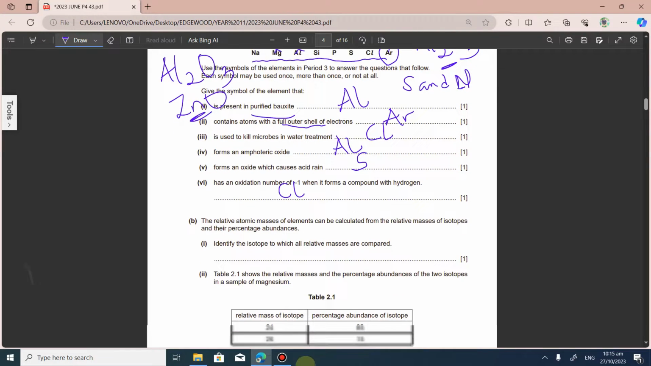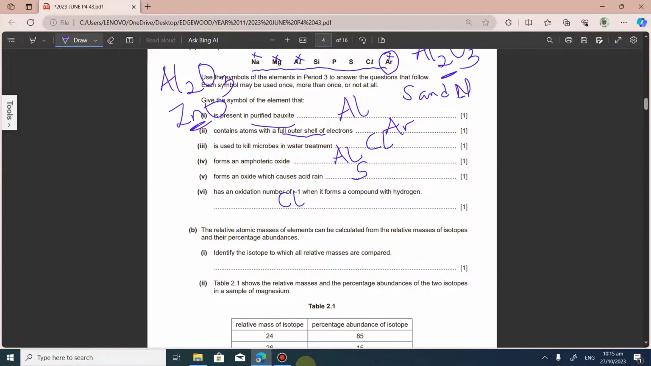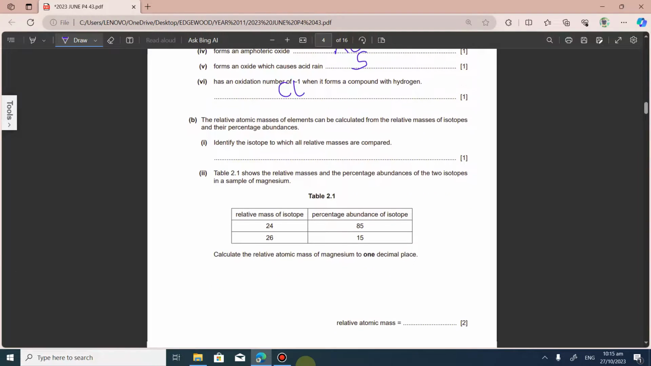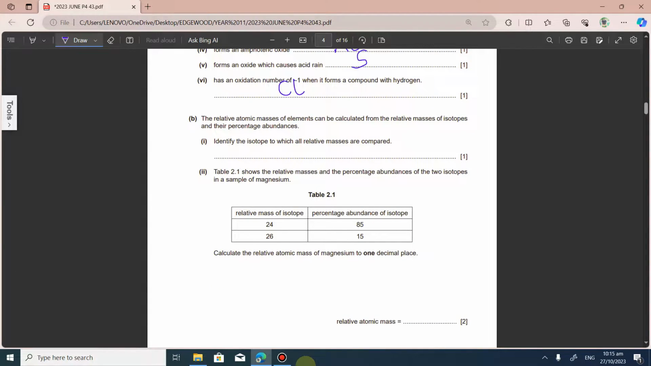All right, so I believe that we have answered those questions. So let's go to another question now. The relative atomic masses of the elements can be calculated from the relative masses of isotopes and their percentage abundances. So identify the isotope to which all relative masses are compared. Now, all relative masses are compared to the carbon-12 isotope. Every relative mass of an element is compared to the carbon-12 isotope.